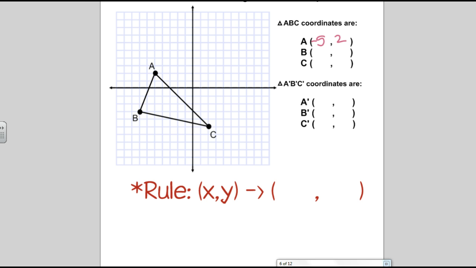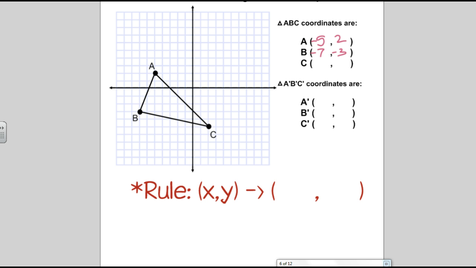Yeah, use the paper for sure. Okay. Can't use the board. I can't even use the board. 6, -6. I think it's 7. And how far down? 3. Negative 7, negative 3.